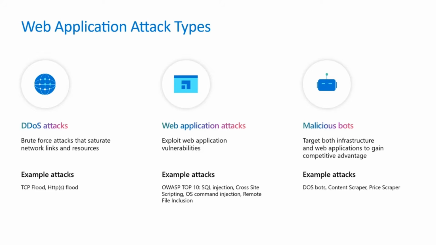We have denial of service bots. These perform denial of service attacks. We have content scrapers. These are bots that scrape content from websites to use it elsewhere. And then we also have price scrapers, bots that scrape pricing information from competitor websites.